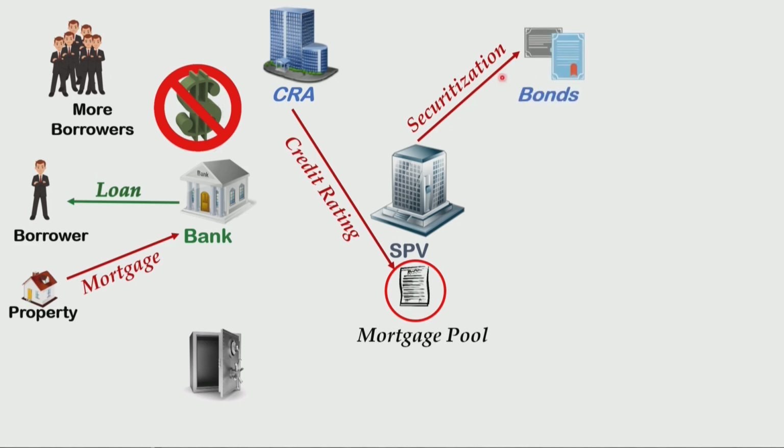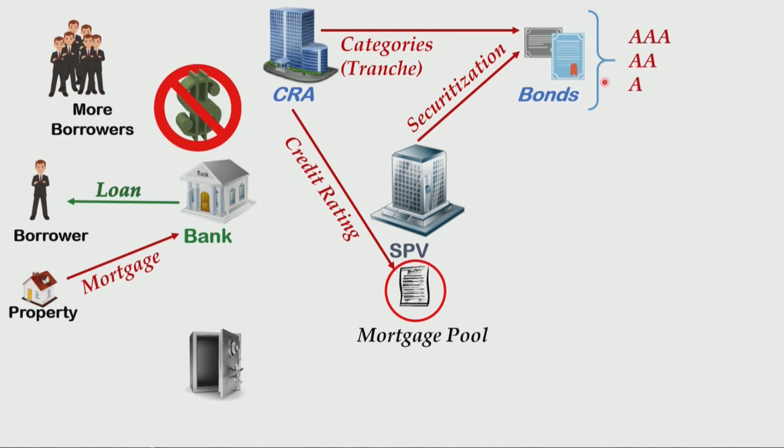So it will be issuing certain kinds of securities or bonds, and these bonds will be categorized or classified by the CRA, that is by the credit rating agency, into different categories or tranches, and the rating of these bonds could be AAA, AA or single A. AAA rated bonds are the most secured bonds, AA rated bonds are a little lesser secured, A rated bonds still a little lesser secured.